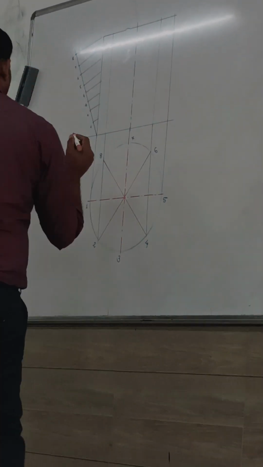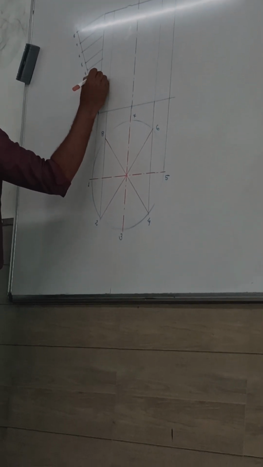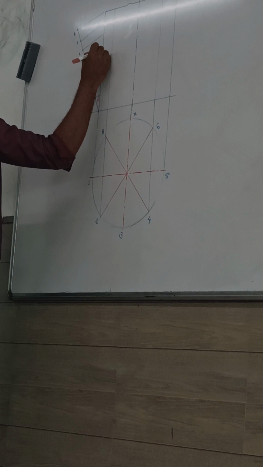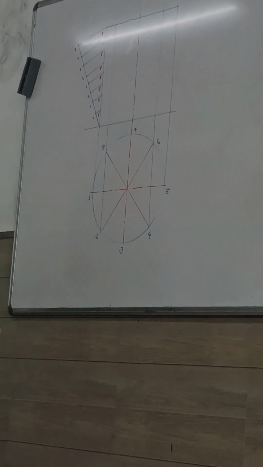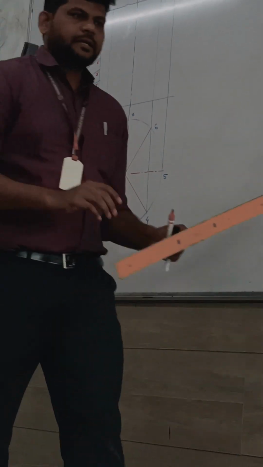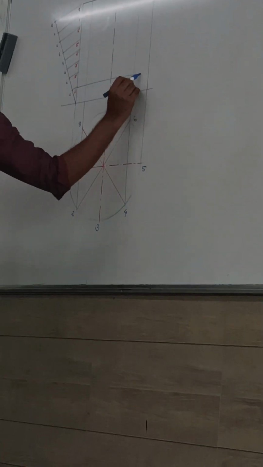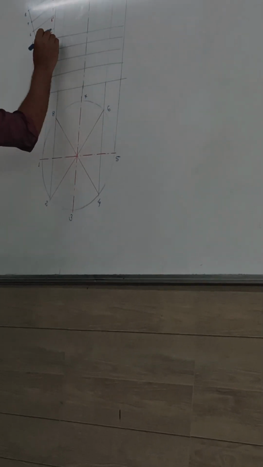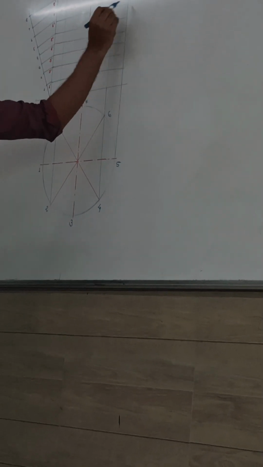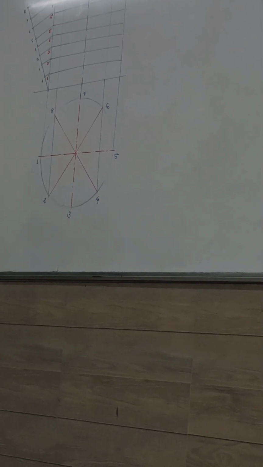Okay, this is my point 1 dash. Okay, name those points. After that, taking those points, you have to draw horizontal projection lines from that point. So draw projection line from point 1. Right? We can draw horizontal projection line.